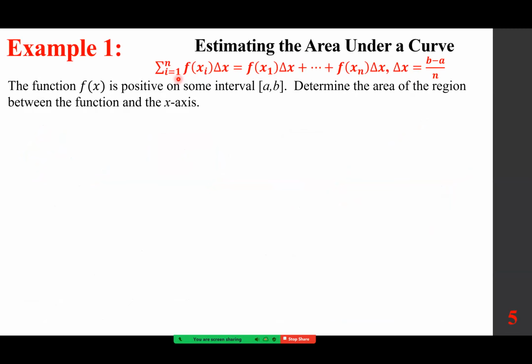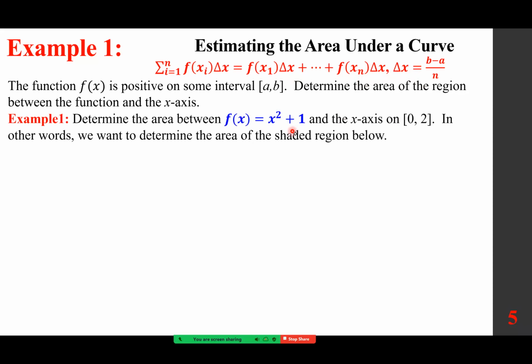A summation of f of x sub i delta x, as i goes from 1 to n, is f of x sub 1 delta x, plus all the way to f of x sub n delta x, where delta x is defined as b minus a over n. And the function f of x is a positive value in the interval a to b. For example, if f of x is x squared plus 1, we want to find the area from 0 to 2, so we are going to approximate that.